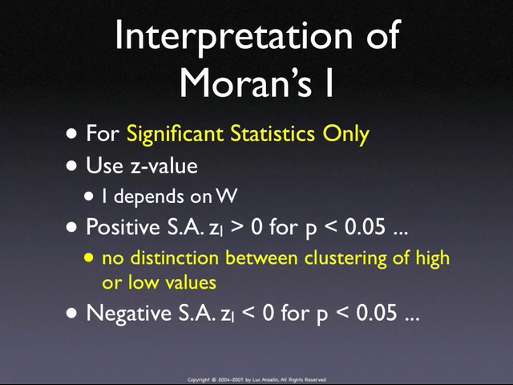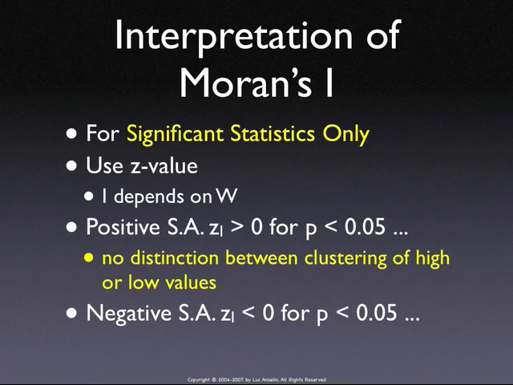And then, as I mentioned last week, this doesn't tell you anything about whether it's high values or low values. It just tells you similar values locate in similar locations. Okay. I gave you an example of that last time.